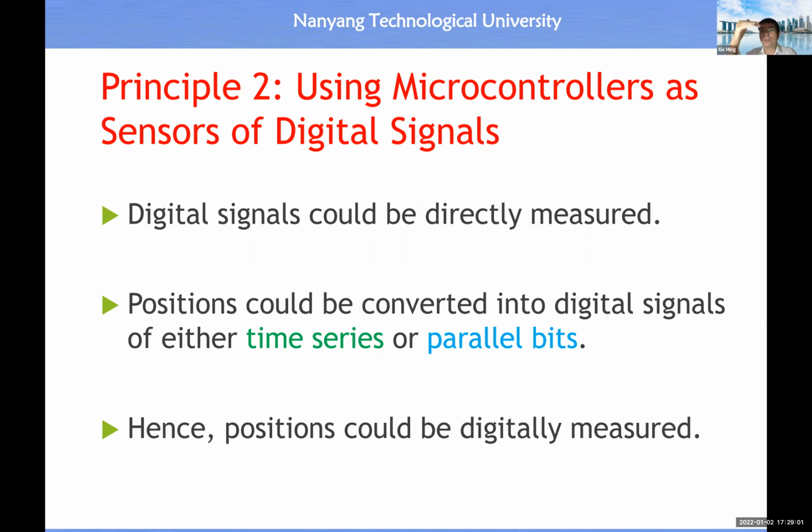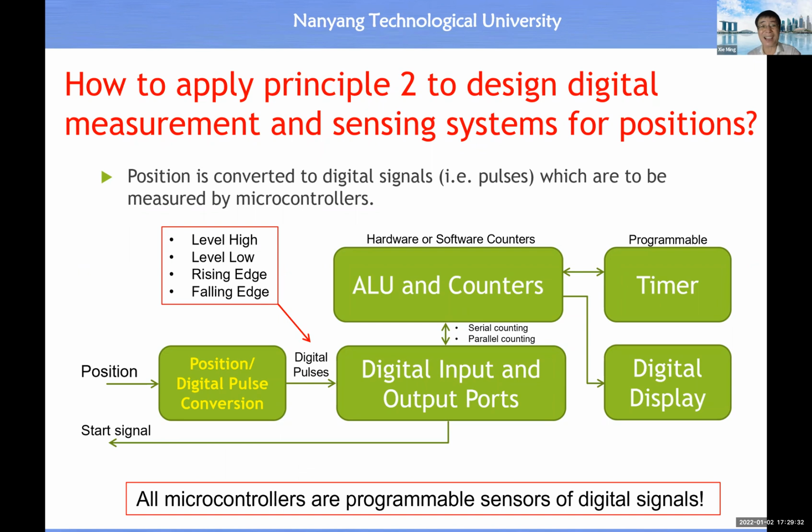That means B1, B2, B3, B4, Bn. So that is a spatial pulse. This is a time series of a pulse, and this is a spatial pulse. Anyway, these are digital signals. So in this case, we can leverage the use of a microcontroller to help us come out with the solution for the design of measurement and sensing system for position. Then how to apply principle 2 to design digital measurement and sensing system for position.